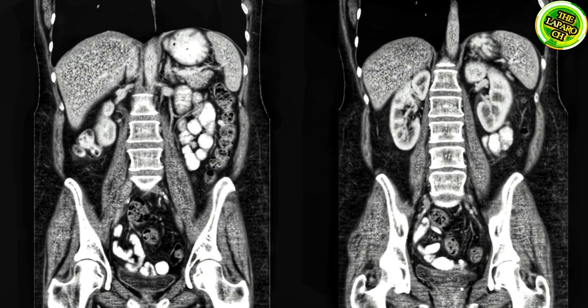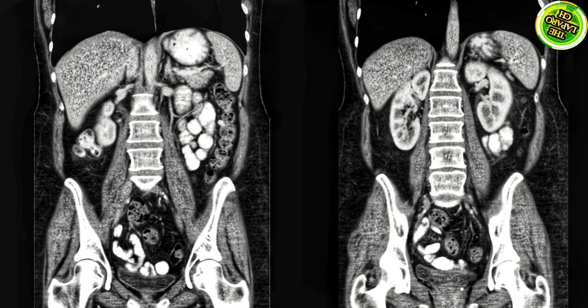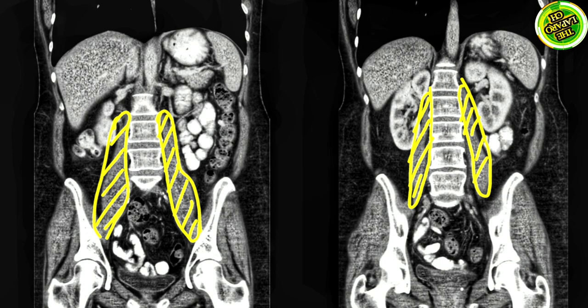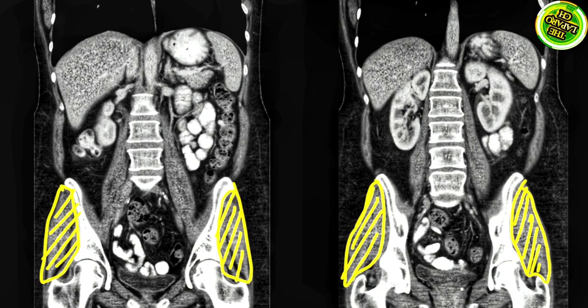These are the slices just posterior to the previous ones. Here again we can see the lungs in the upper field, liver, stomach filled with contrast, spleen, kidneys, vertebral column, psoas muscle, iliac bones, bladder, ribs, intercostal muscles, lateral abdominal wall, and gluteal muscles can also be seen.